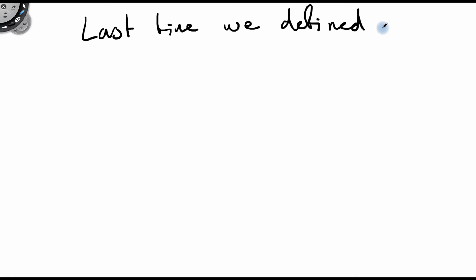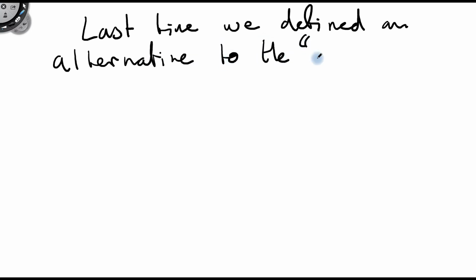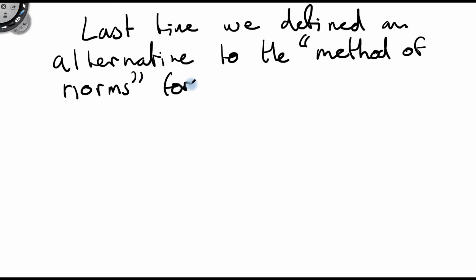Okay, so last time we defined an alternative to the method of norms. It's my term, just to describe the first way we looked at convergence of Jacobi.